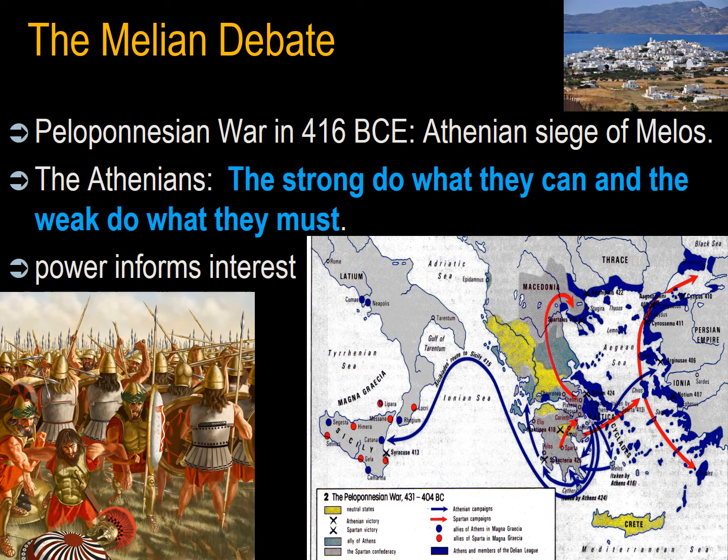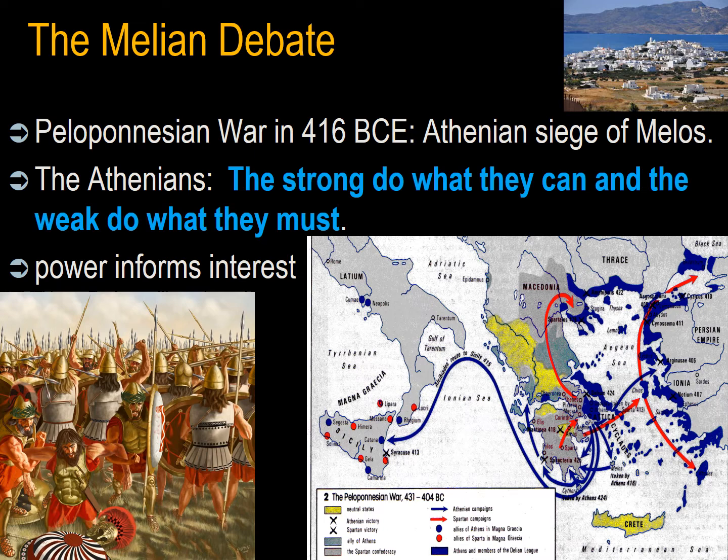And this is what the Athenians responded. The strong do what they can, and the weak do what they must. The Athenians meant that large states are free to pursue the goals that their power enables them to. They basically pursue their interest, whatever that interest is, whereas small states must adapt to a difficult world, and they must adopt policies that are necessary for their survival.